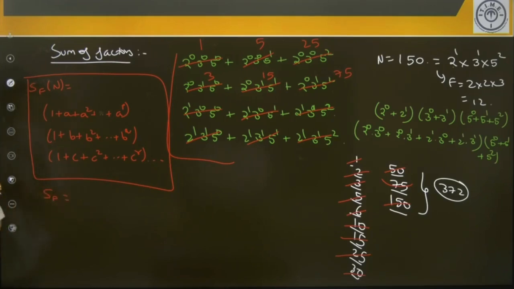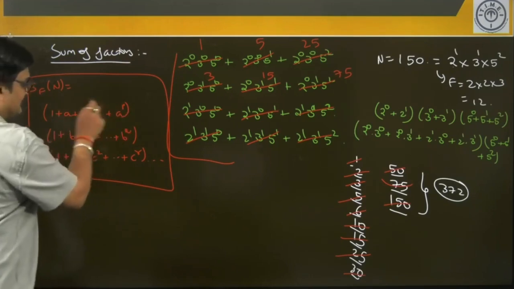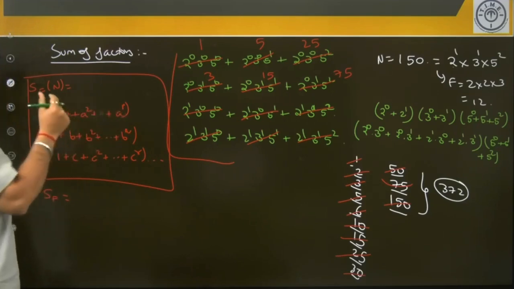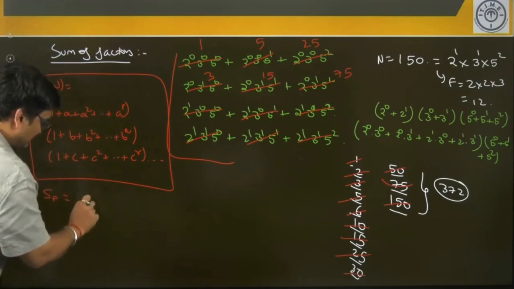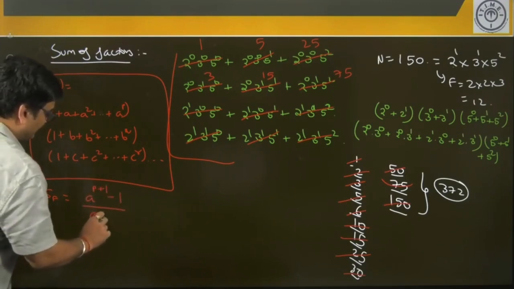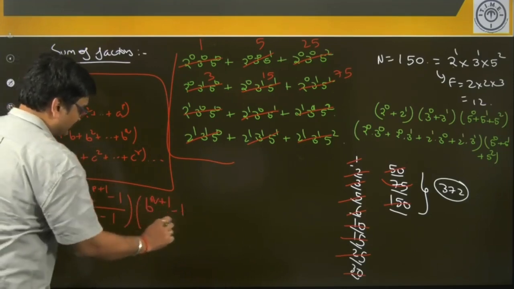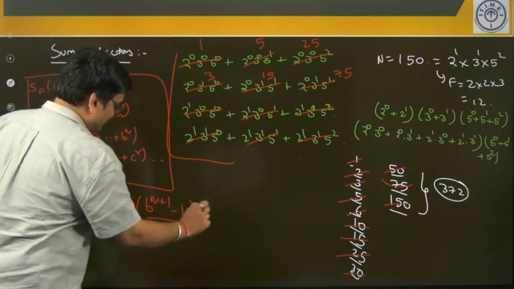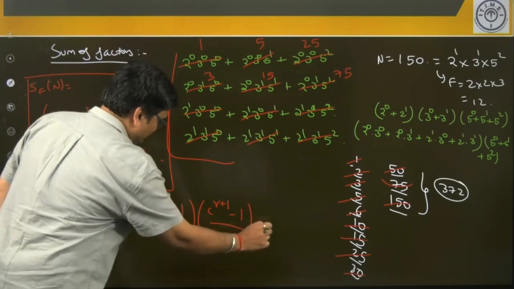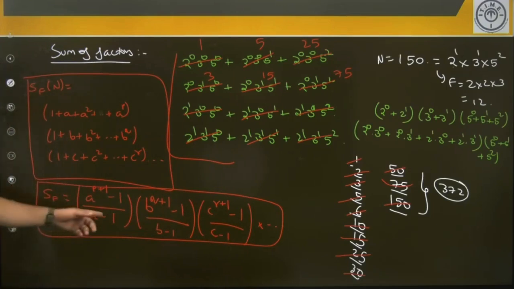If you are comfortable with geometric progression, you can further simplify this as, this is nothing but a GP which has p plus 1 terms, common ratio of a, so the formula is a to the power p plus 1 minus 1 by a minus 1, into b to the power q plus 1 minus 1 by b minus 1, and similarly for c and so on. So, sum of factors can also be remembered like this if you are comfortable with GP.